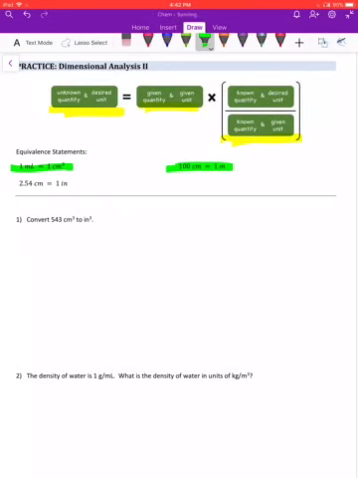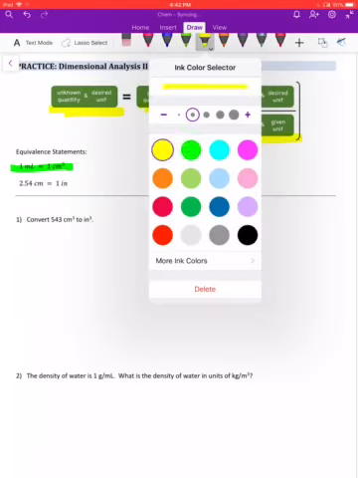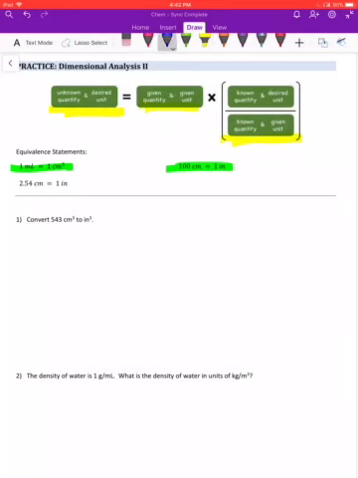The 100 centimeters equal to 1 meter, that's also one you should have memorized. That 2.54 centimeters equals 1 inch is one that I will provide to you if you need it on a quiz or exam. So let's jump right into this first problem. So we're converting 543 centimeters cubed to inches cubed. So we do our normal setup.